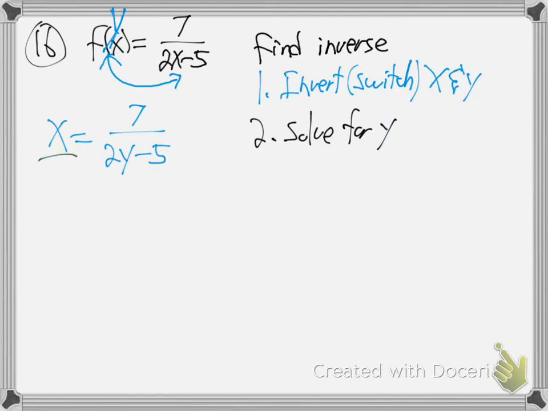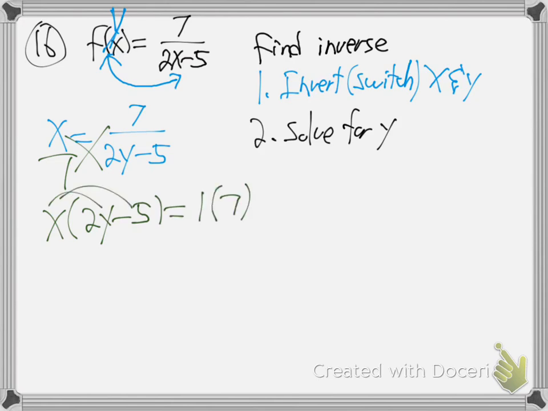Okay, so now step 2, solve for Y. So how do you solve for Y? Put this over 1, diagonal, diagonal. X times 2Y minus 5 is 1 times 7. Distribute. 2xy minus 5x is 7. Trying to get y alone. Here's y. He's saying, I want to be alone. Get rid of all this stuff.